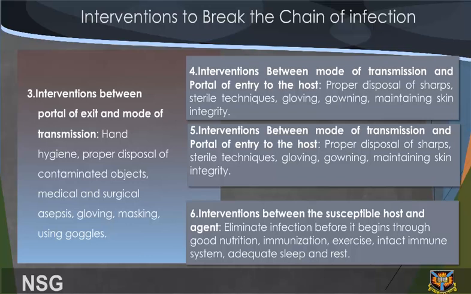Six. Interventions between the susceptible host and agent. Eliminate infection before it begins through good nutrition, immunization, exercise, intact immune system, adequate sleep and rest.